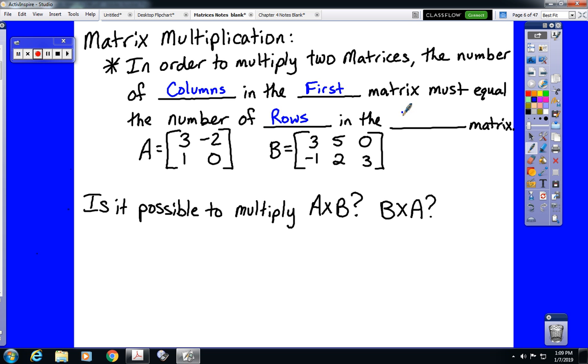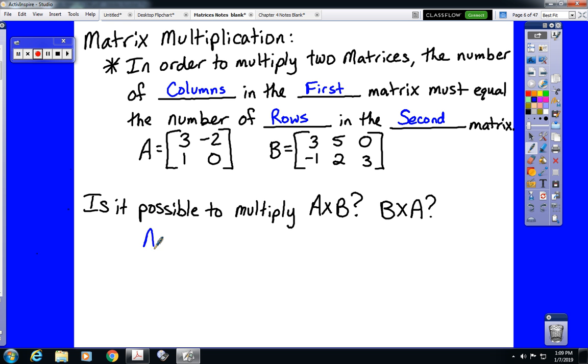Yes, that's correct. So I had to think about that and make sure I said that right and didn't need to start the video over. So the number of columns in the first matrix must equal the number of rows in the second matrix. And that sounds complicated, but if we understand dimensions, it really is not.